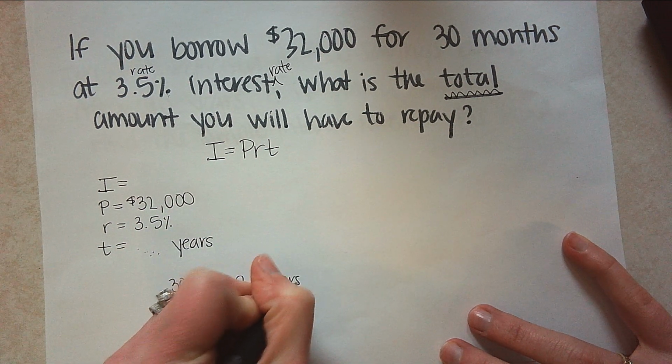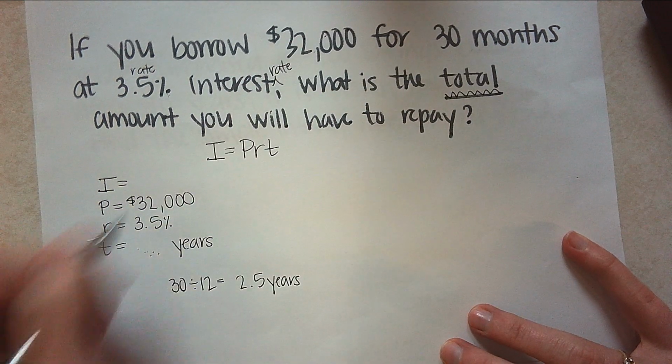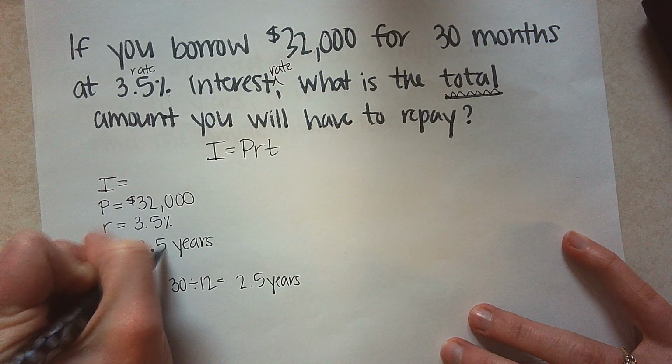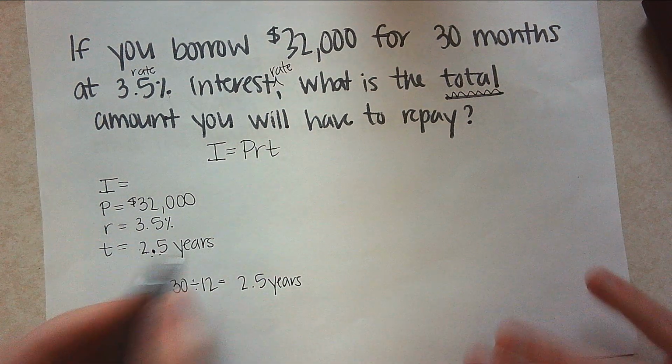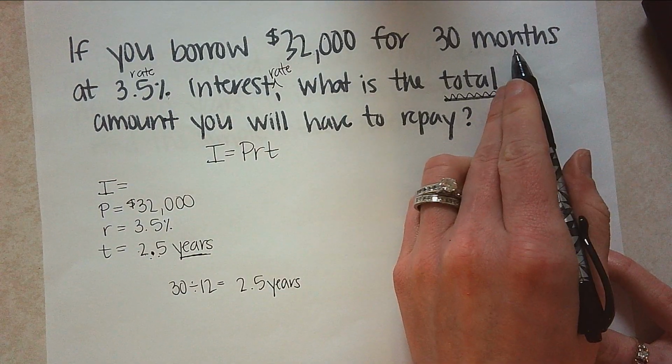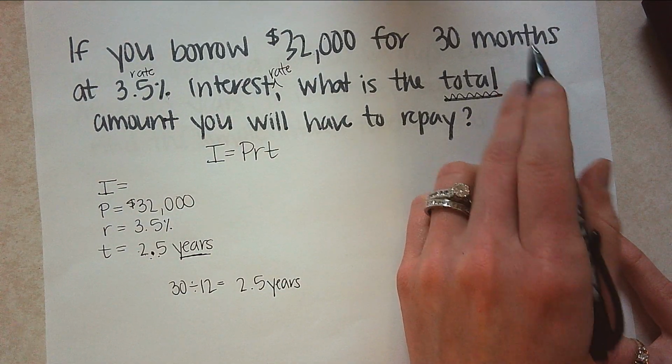So that would mean that this event, 30 months, is 2.5 years. So our time is actually 2.5. It's really important that we always make sure that our time is in years, not months. That's why this one can be a little bit tricky.